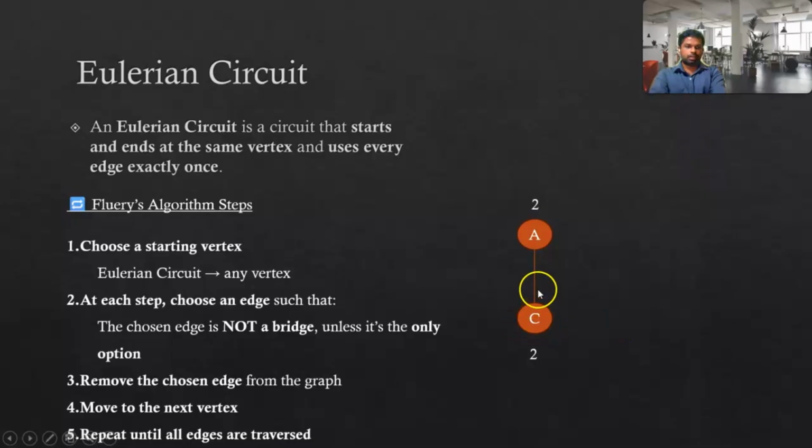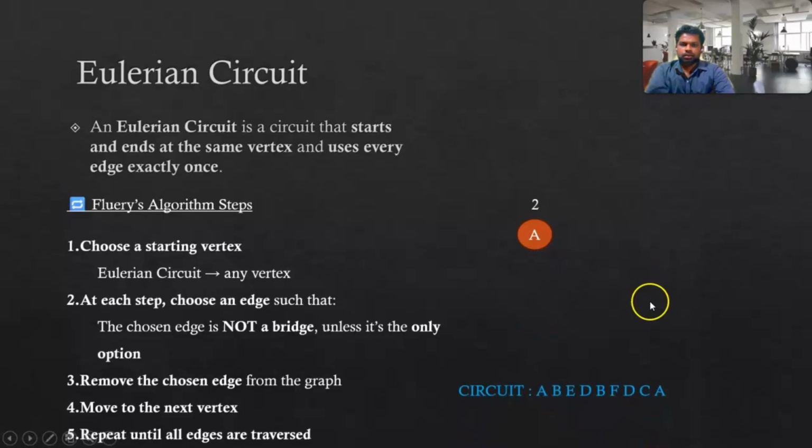And from C, we can go to the starting point, which was A. Then we can delete the edge. So our circuit becomes A, B, E, D, B, F, D, C, and then to the starting point A. So we have started and ended at the same vertex, and we used every edge exactly once. So that's an Eulerian circuit.